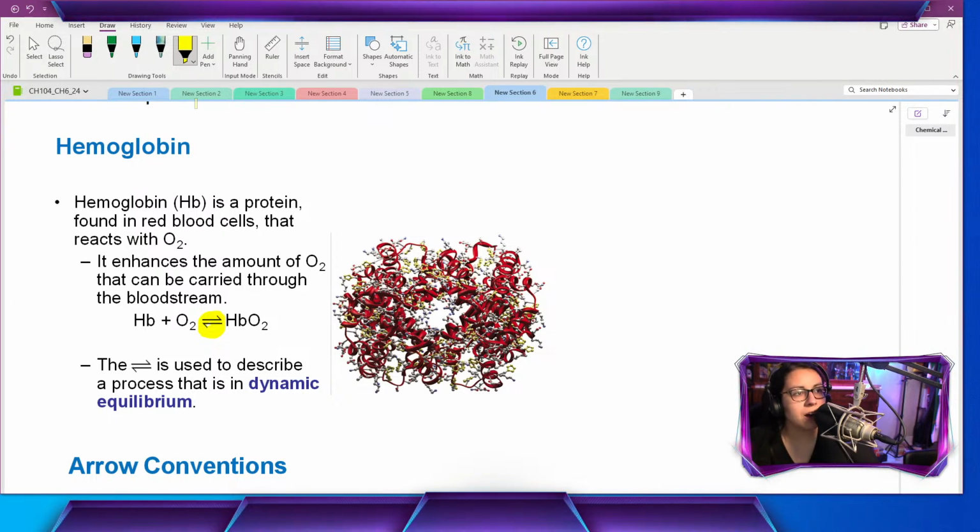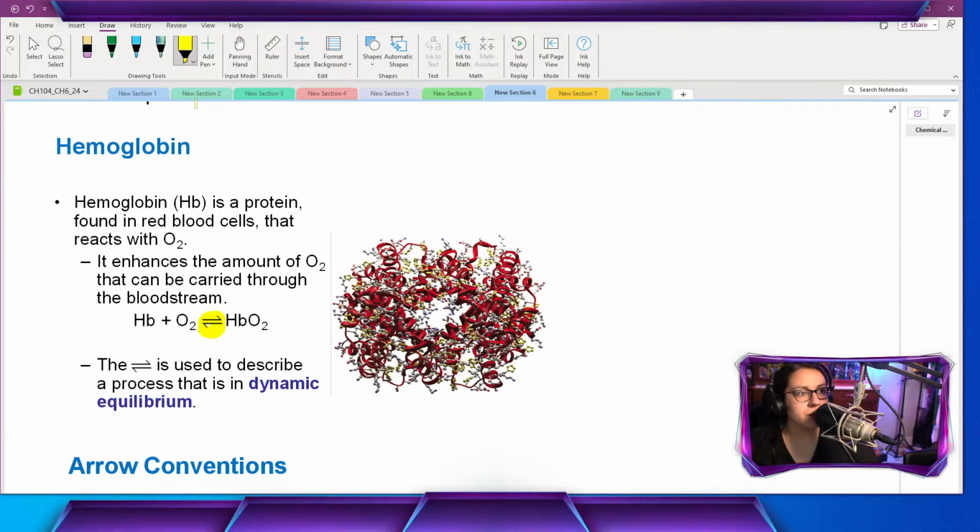And so there's going to be a high concentration of oxygen in your lungs. So this high concentration of oxygen, and then probably also a high concentration of deoxygenated hemoglobin, right? Because it just came from your body. So the high concentration of both of these drives the formation of our complex, hemoglobin oxide.